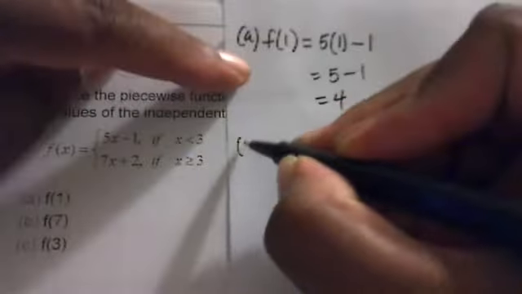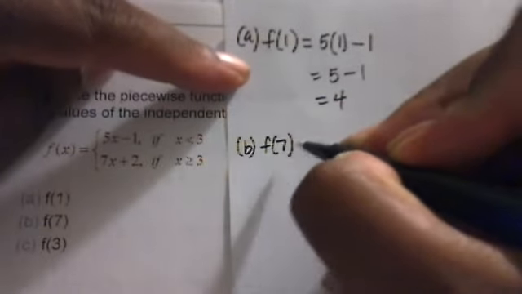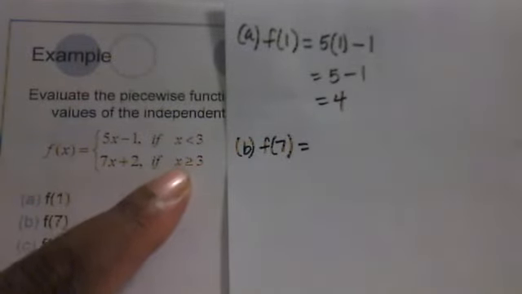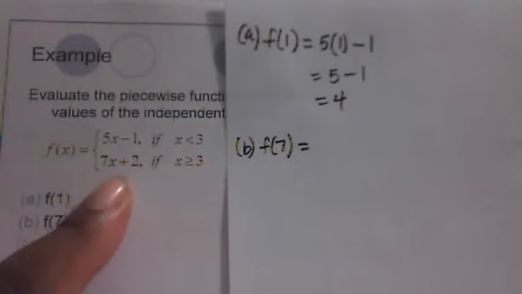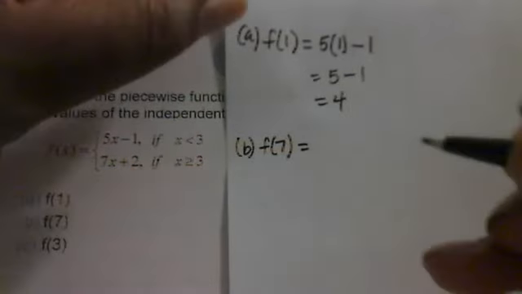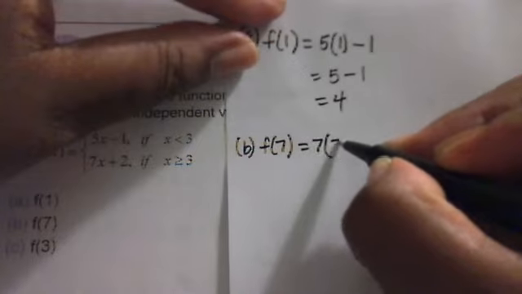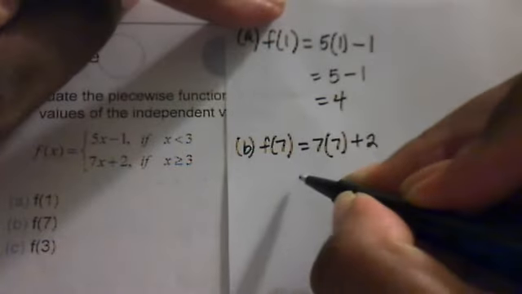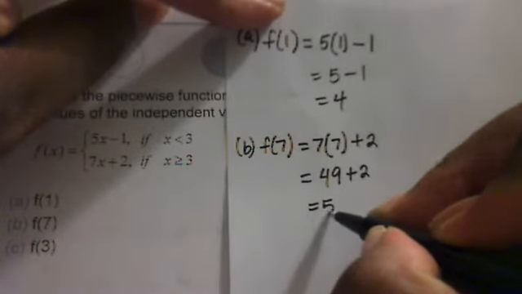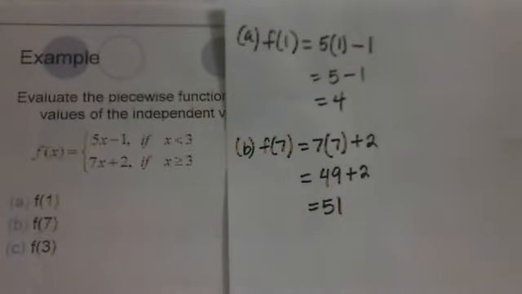Okay, now the b part. F of 7. Now here, x is 7, and 7 is greater than 3, so we've got to use the 7x plus 2. Here 7 is bigger than 3, so we have to use the second one, 7x plus 2. So we're going to replace the x with 7, so you're going to have 7 times 7 plus 2, and then 7 times 7 is 49, plus 2, that'll be 51. So the value of that piecewise function when x is 7 will be 51.